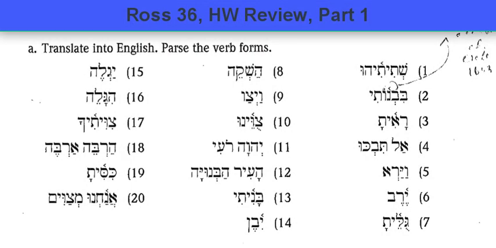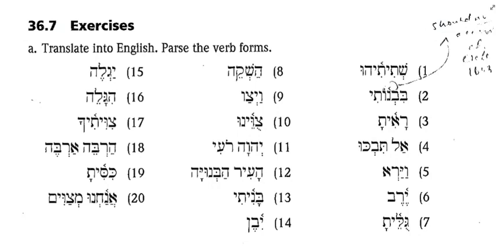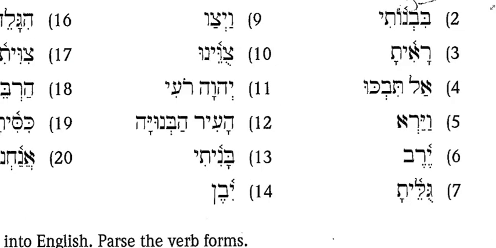Let's take a look here at the parsing questions for chapter 36. Are there any particular ones you want to go through? Number 5. This is a very exciting verb.